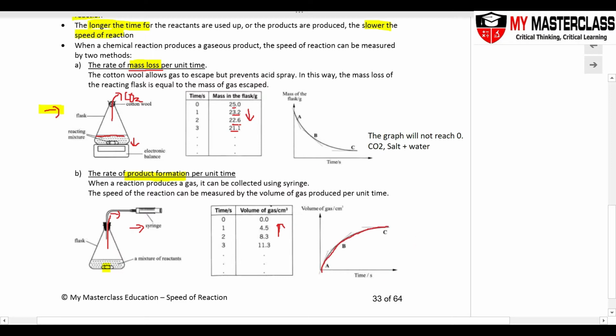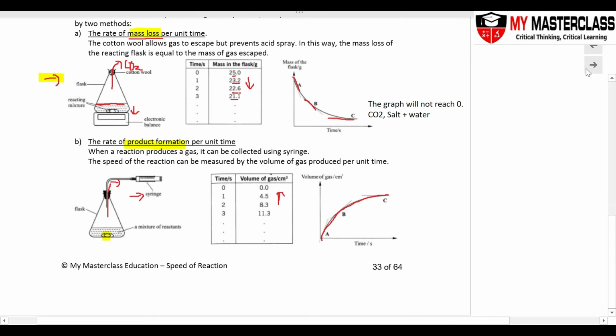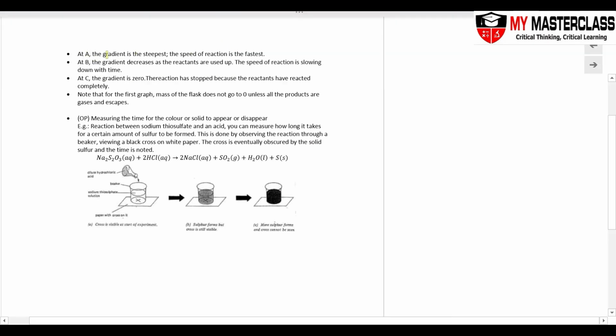Look at this A, B, and C. If I draw a tangent to the graph, A will be the steepest, B is less steep, and C is practically horizontal. Now let's look at the interpretation of the graph. At A, the gradient is the steepest and the speed of reaction is the fastest. So the steeper the gradient, the faster the rate of reaction.